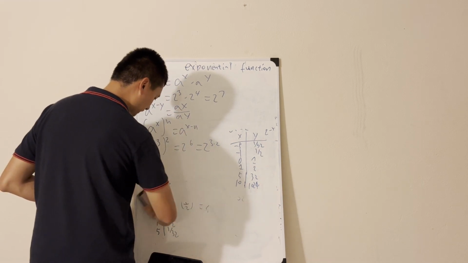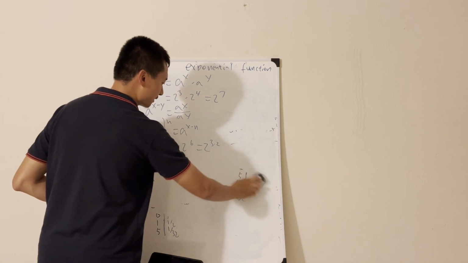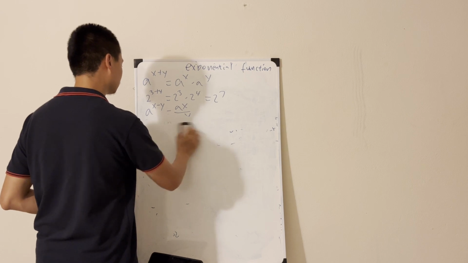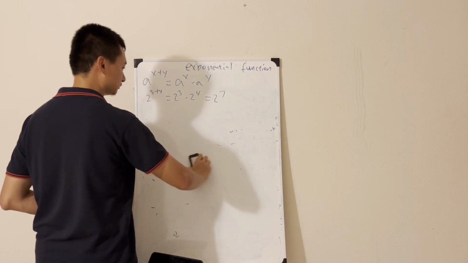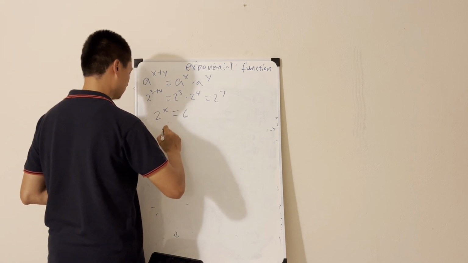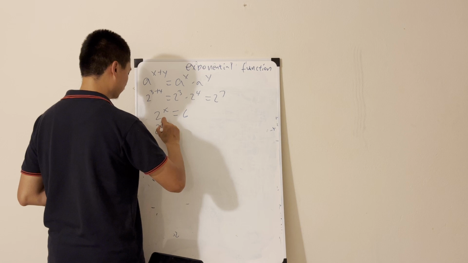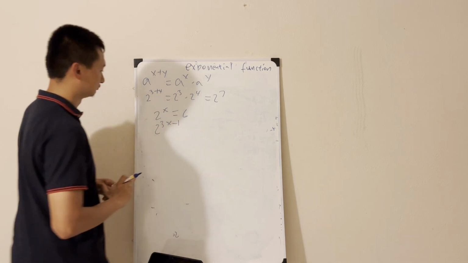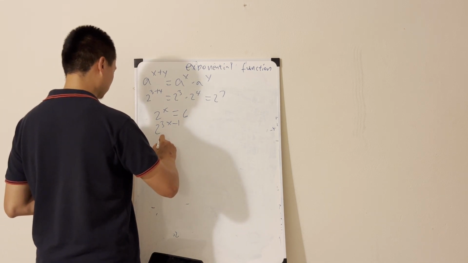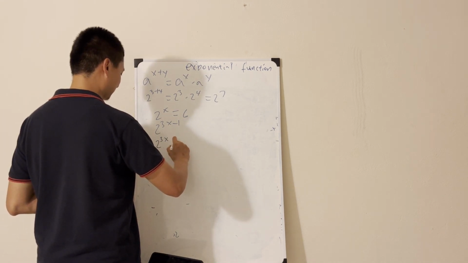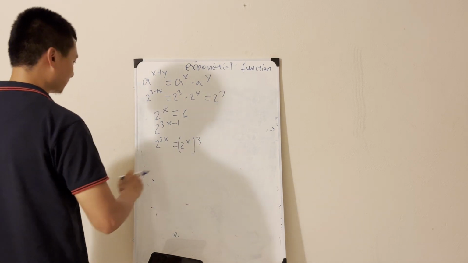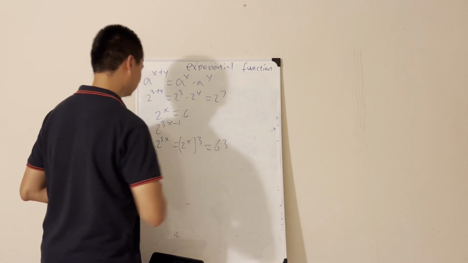Okay, so let's do an example problem now. Suppose 2 to the x is 6. So find 2 to the 3x minus 1 power. Notice that 2 to the 3x is the same thing as 2 to the x to the 3rd power. Well, that's the same thing as 6 to the 3rd power.